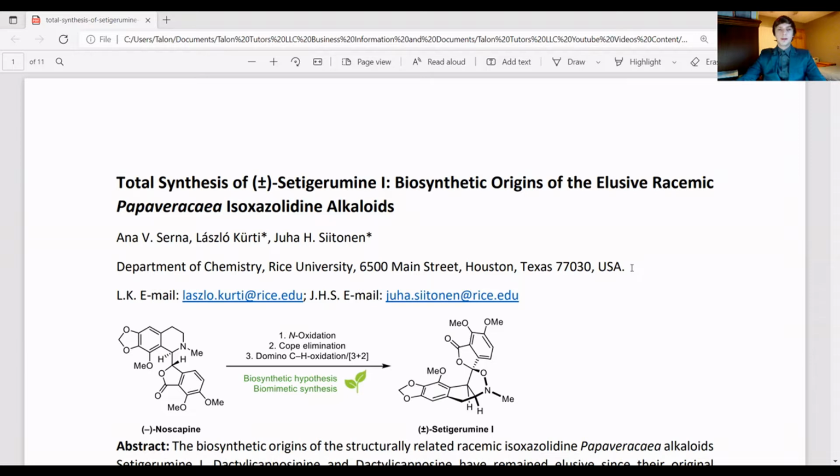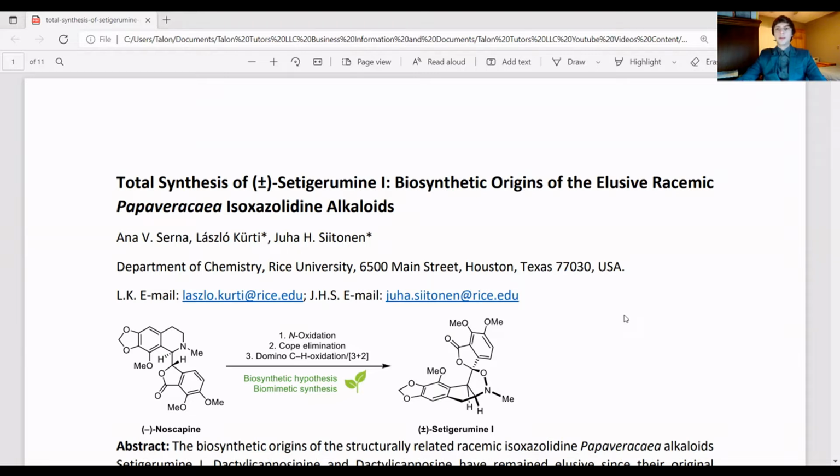So for this week, I chose the total synthesis of Setigerumine I, biosynthetic origins of the elusive racemic Papaveraceae isoxazolidine alkaloids. So this is by Serna and Setonen at the Department of Chemistry at Rice University. It's a great paper, very interesting paper, which basically tries to uncover a biosynthetic pathway using a synthetic method and backing up their findings with computational chemistry.